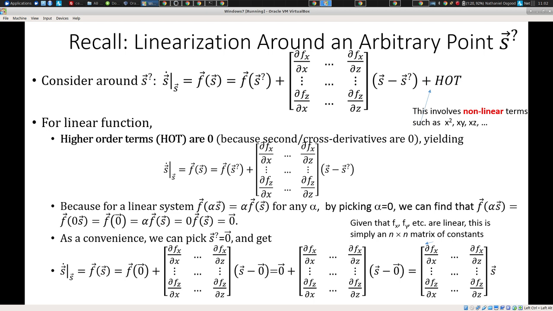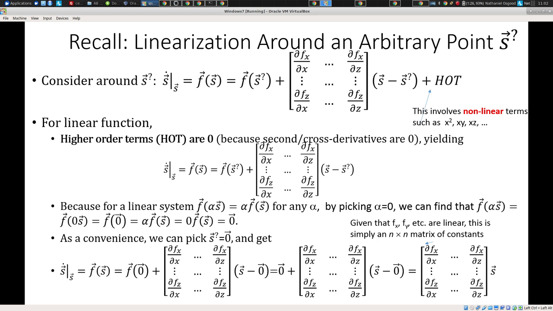I'm just plugging into that second term: s minus s⁰ turns into s minus 0. And all the higher order terms were gone, we know, from this first point here. So basically, we know f of 0 is 0, right? So this turns into the Jacobian times s minus 0, which, of course, is just s. So a linear system can be represented as s dot equals some matrix times s.